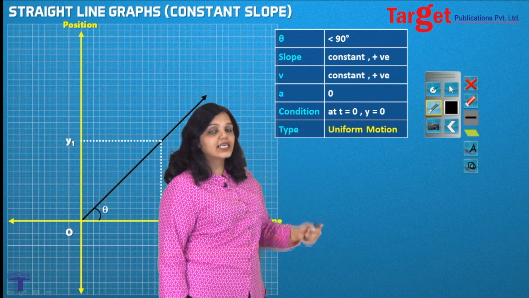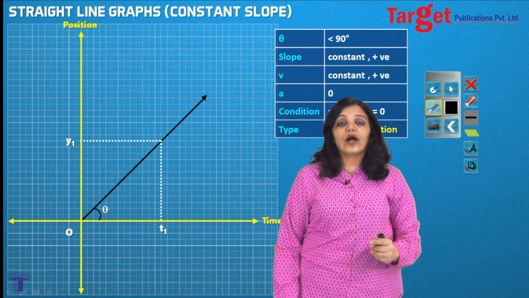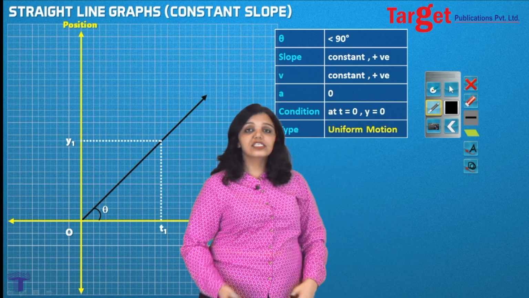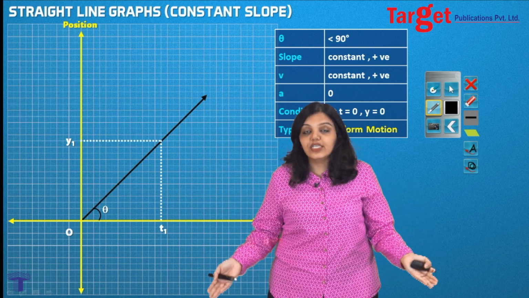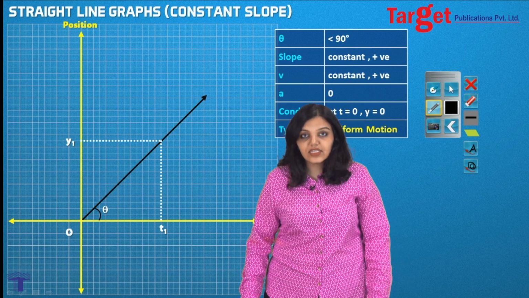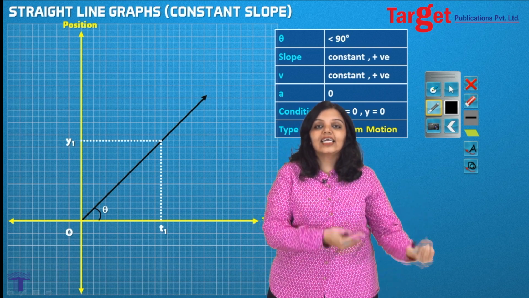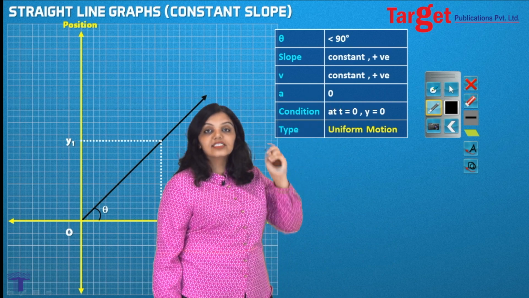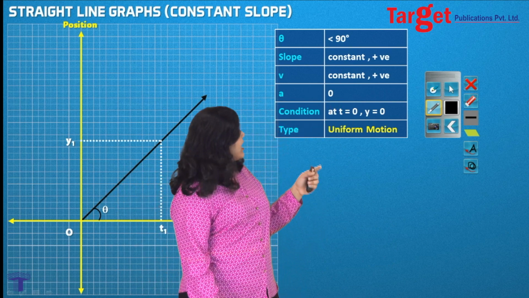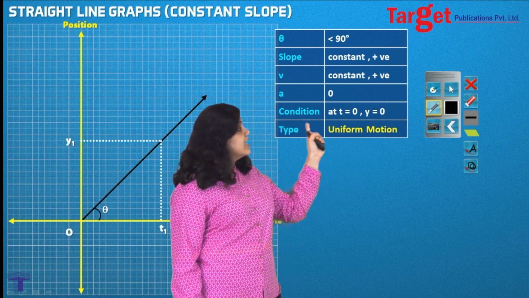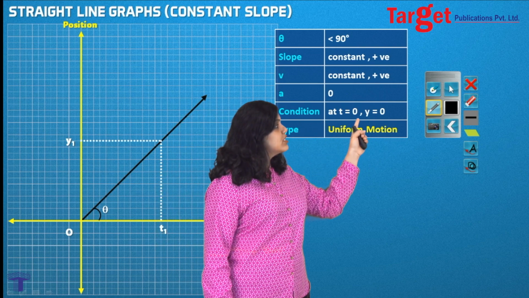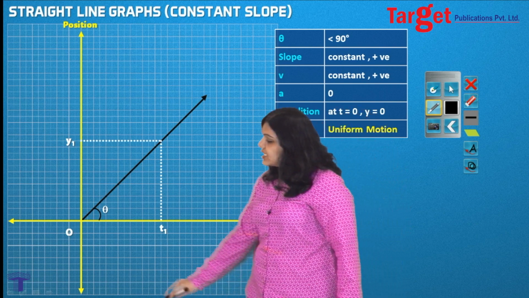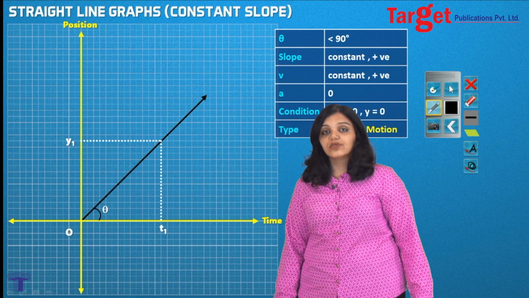Next, is the acceleration 0? Yes, it is 0. And how do I know that? Because velocity is constant. And if velocity is constant, there can be no change in velocity. And if there's no change in velocity, then by definition, acceleration is 0. So yes, there is no acceleration in this type of motion. And finally, what is this condition? It says that at t is equal to 0, y is equal to 0. Let me check on this graph. At t is equal to 0, is y equal to 0?